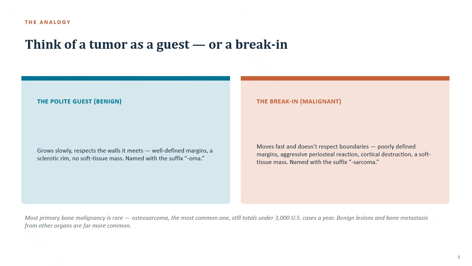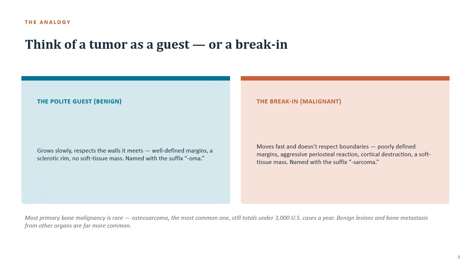With the malignant tumor, it's just the opposite. They're typically going to break in. They're going to move really fast and aggressively. They're not going to respect any boundaries. And on images, they tend to have poorly defined margins. They also have an aggressive periosteal reaction, cortical destruction, and you also might see soft tissue masses with this type of tumor. These tumors usually will carry the suffix sarcoma.